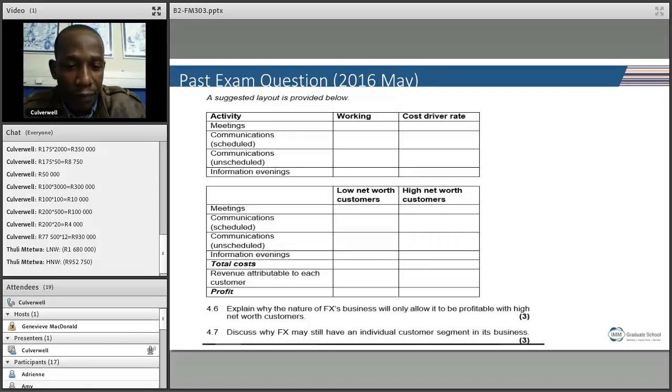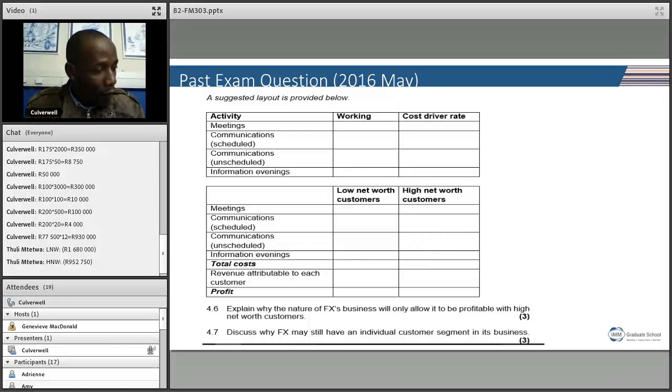Usually the flow is your revenue is always on top, and then your total cost will come immediately beneath that. But since you wanted to follow the format that was suggested, I'm still going to have revenue subtract my total cost. So I'm saying 1.5 million being positive on revenue minus the cost of 1,680,000. You're going to get yourself a negative of 180,000 for low net worth customers. So you put that in brackets, and then you do exactly the same for high net worth customers.